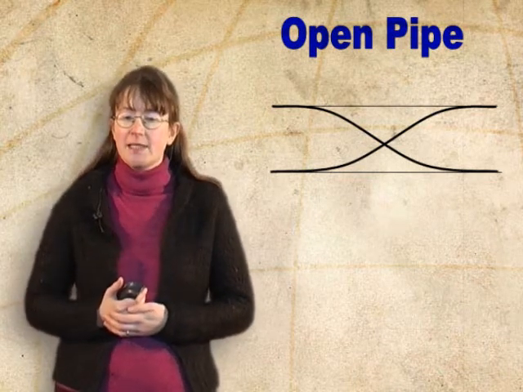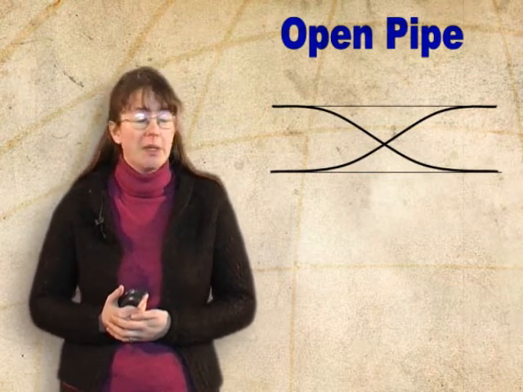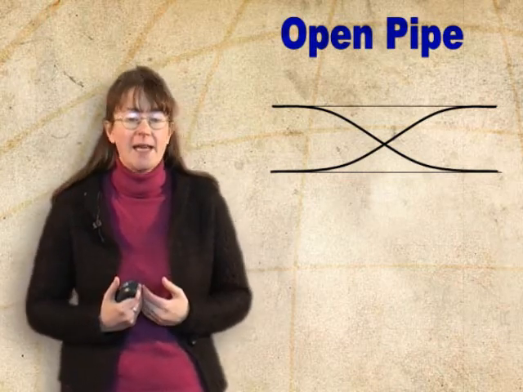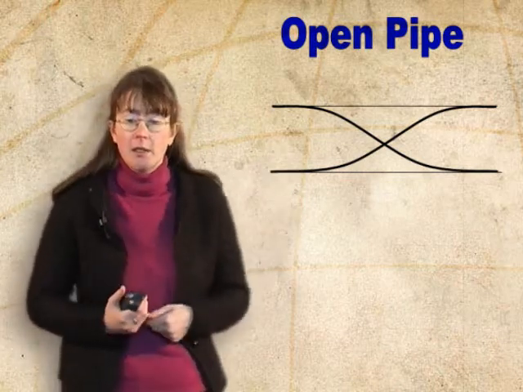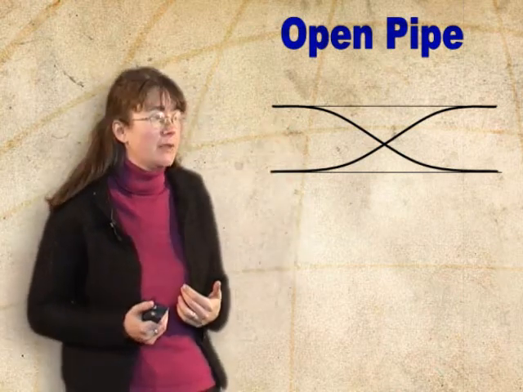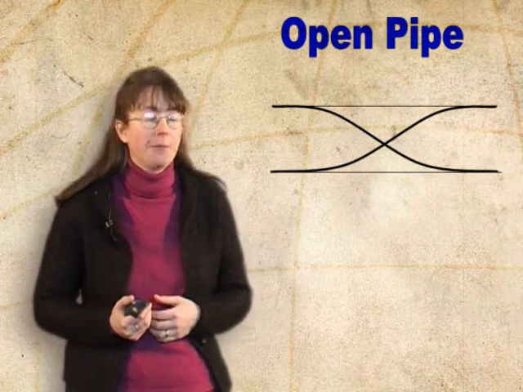The open pipe is a slightly different case. Now when the wave reaches the end of the tube, instead of a fixed wall, there's a spongy mass of air. So now, although the wave is reflected, because of the motion of the air, it does not change phase. So in this case, the amplitude is still a maximum.